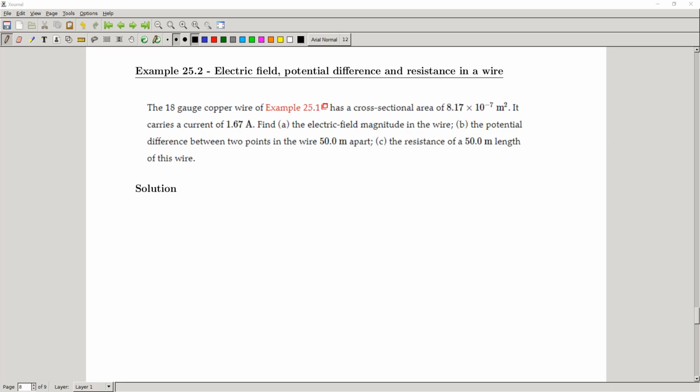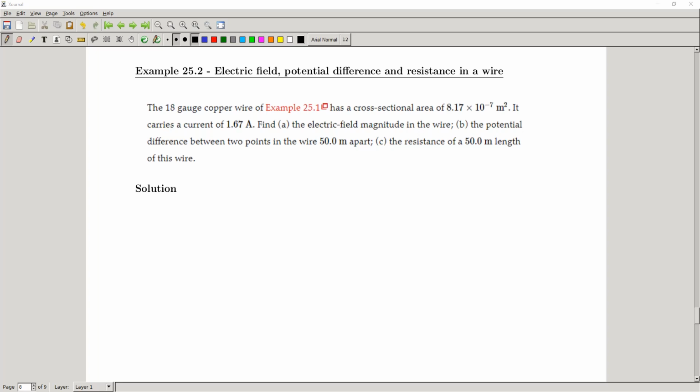We'll start off by looking at example 25.2, from section 25.3 in the text. So we're looking at electric field, potential difference, and resistance in a wire. We have the 18 gauge copper wire that we looked at in the previous video. It has a cross section of 8.17 times 10 to the minus 7 meters squared. We found that number as an intermediate result in the calculation in the previous video. It carries a current of 1.67 amps.